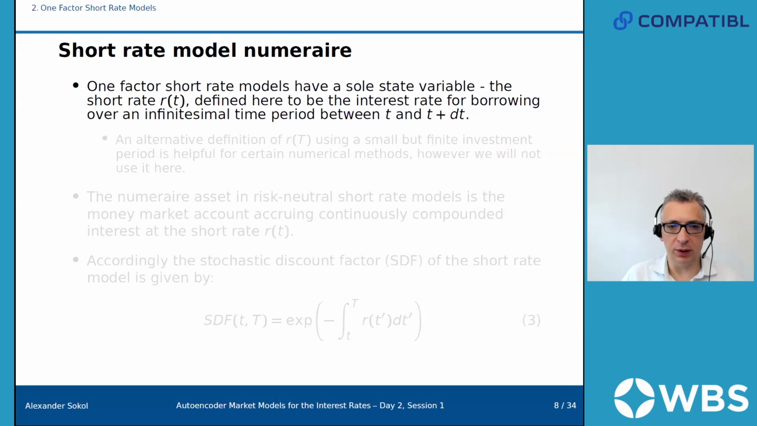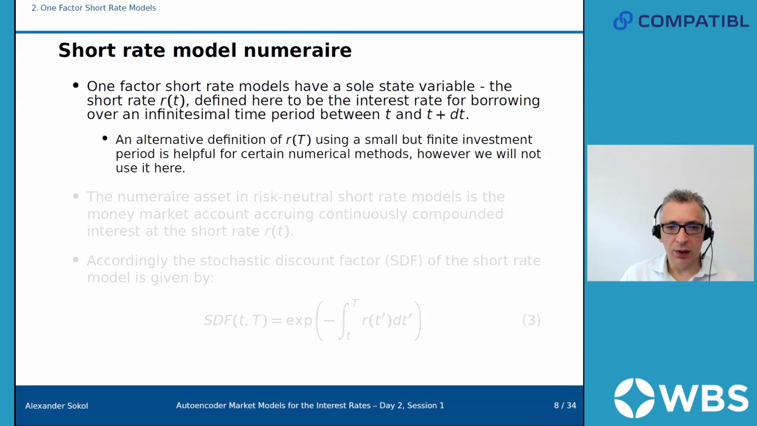We will define it to be the interest rate for borrowing over an infinitesimal time period between t small and t small plus dt. There is an alternative definition which uses small but finite investment periods. Sometimes it's chosen to be the time step of the numerical method, and it's only helpful in the context of numerical methods to define the short rate as the rate over a finite period. So we will not use this definition here. We will use the definition of a continuous or infinitesimal investment period for the continuous definition of the short rate.